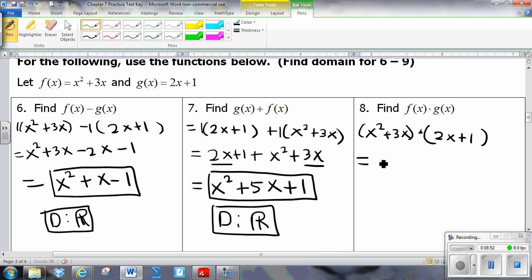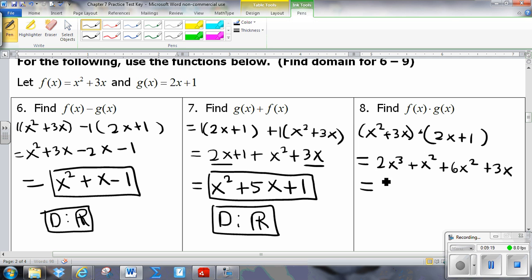So you should get a 2x to the third. I'm going to go ahead and distribute. So x squared times 2x is a 2x to the third. x squared times 1 is an x squared again, plus x squared. 3x times 2x is a 6x squared. And 3x times 1 is a 3x. So I distributed the x squared to both of those, and then I distributed 3x to both of those.